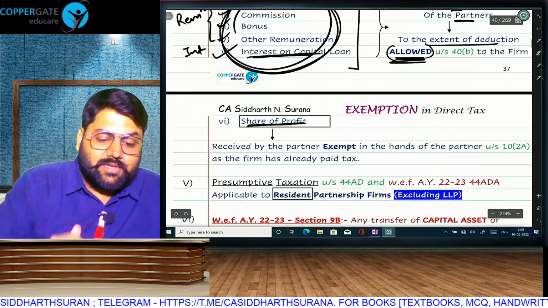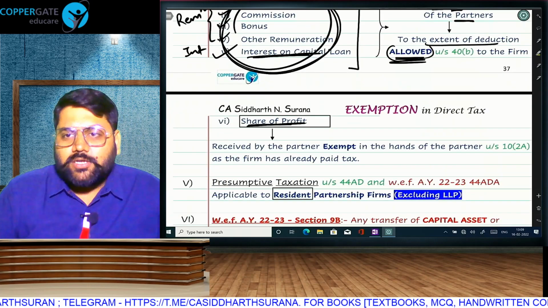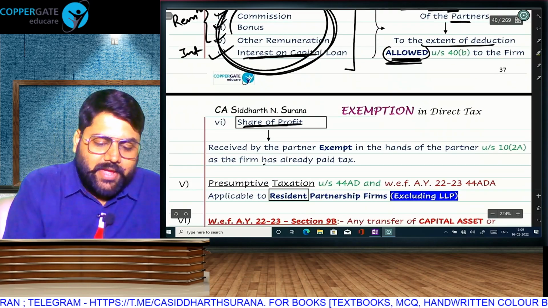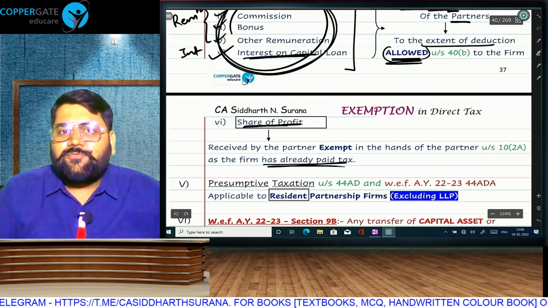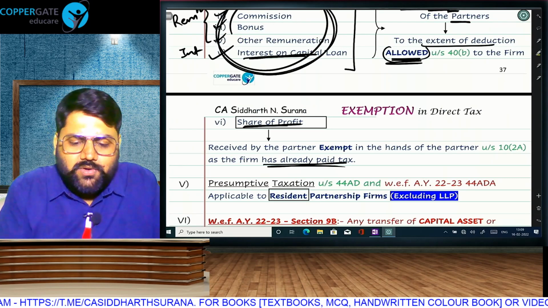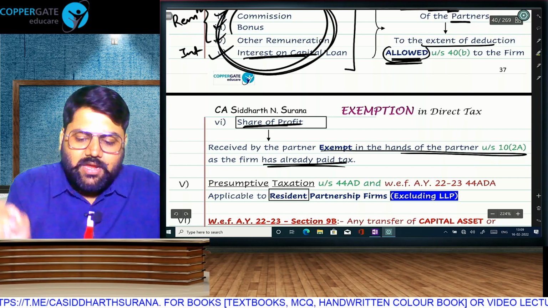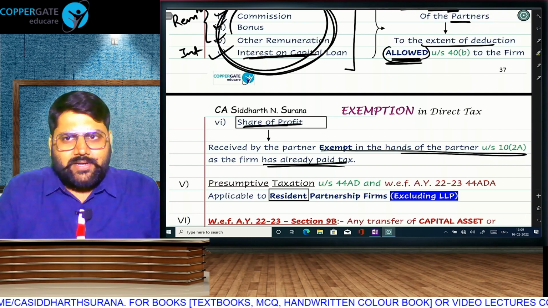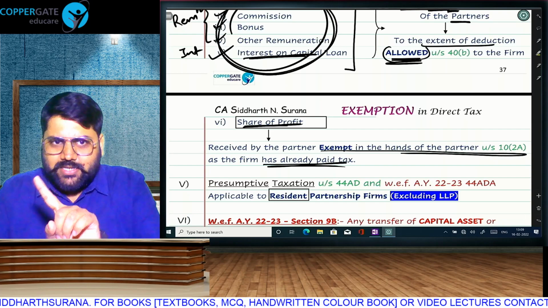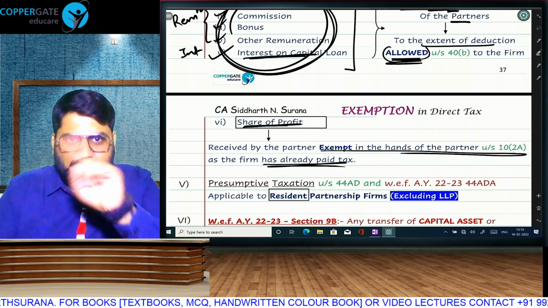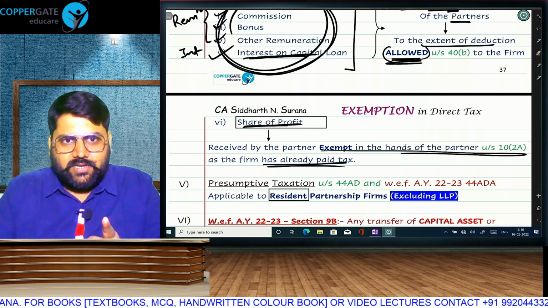But this last thing, share of profit, because the firm is an assessee, the firm has to pay tax. And because the firm has paid tax on the entire amount, the share of profit shall be exempt in the hands of the partner. So share of profit, firm will pay tax, partner exempt.